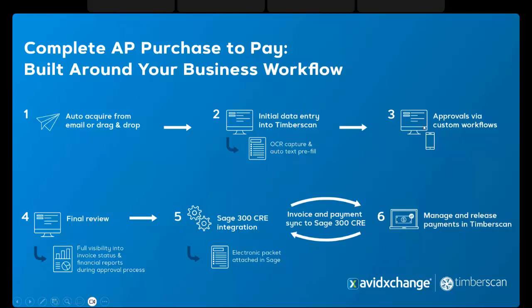They come into TimberScan, they approve their invoices. Once they've approved the invoices, there is a final review step. It's basically just to have that one last look at the invoices after they've been approved. And then once that happens, those invoices get sent to Sage 300 CRE. Once they get sent to Sage 300 CRE, they've updated Sage. All of the information has been updated, and now your financials are updated, and you're at the point where you're ready to go ahead and execute payment.